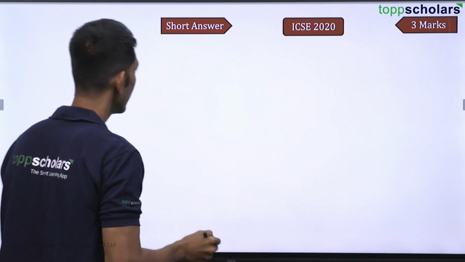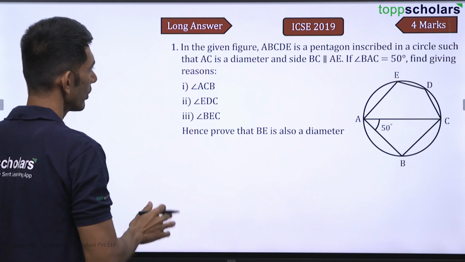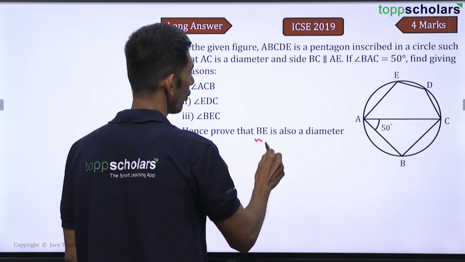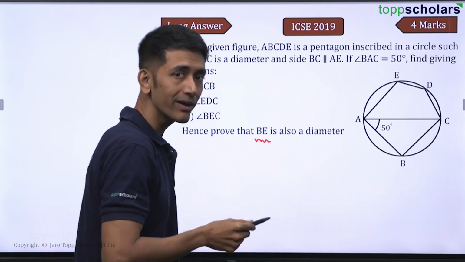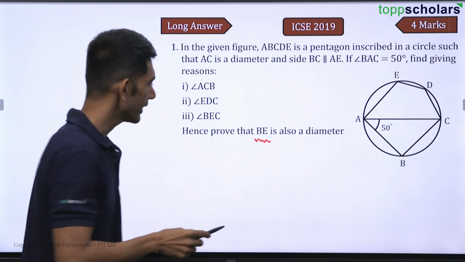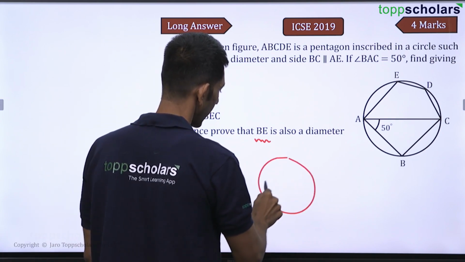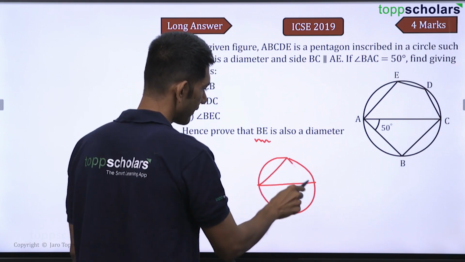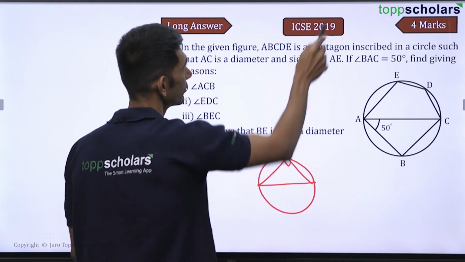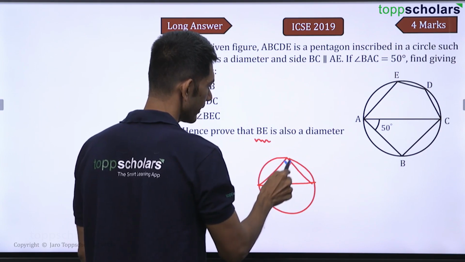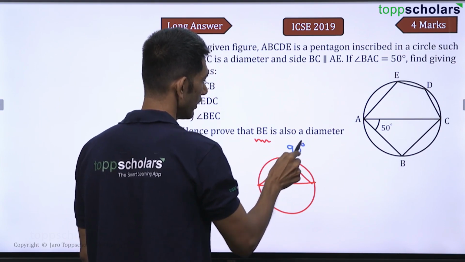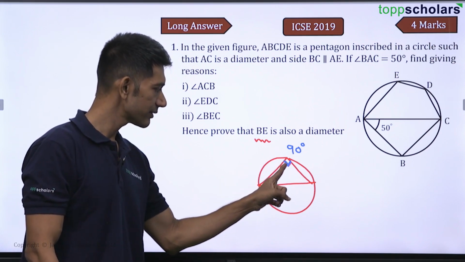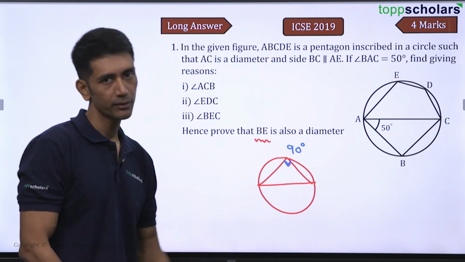Now I am supposed to prove the last part. What is the last part? The last part that we are supposed to prove is BE is also a diameter. Now when will BE be the diameter? Now understand, whenever I have a circle and suppose I have a segment, I am not calling it a diameter. And if this angle is 90 degrees, can I say this will become the diameter? Yes, because when this is the diameter, this is 90 degrees. When this is 90 degrees, this will become the diameter.